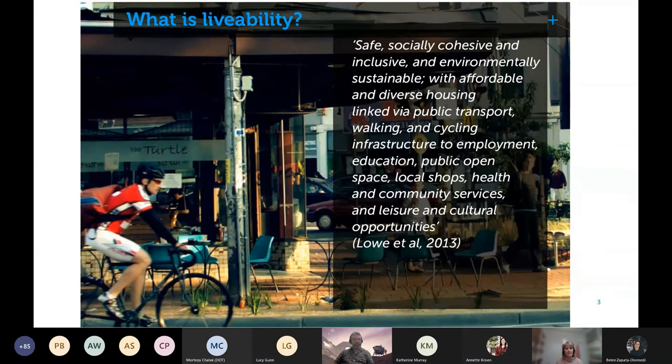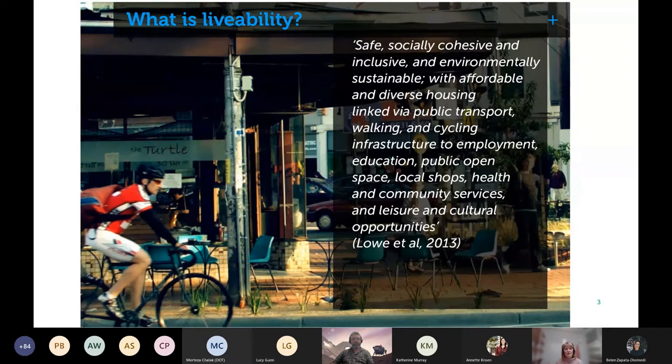So this definition came out, and you can see we talk about a livable place being somewhere that's safe, socially cohesive and inclusive, environmentally sustainable, with affordable and diverse housing, linked via public transport, walking and cycling infrastructure, to employment, education, public open space, local shops, health and community services, and leisure and cultural opportunities.